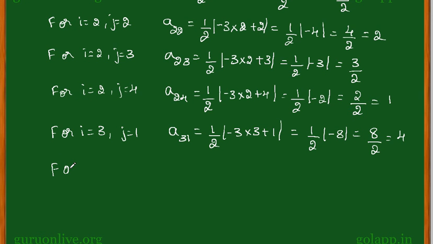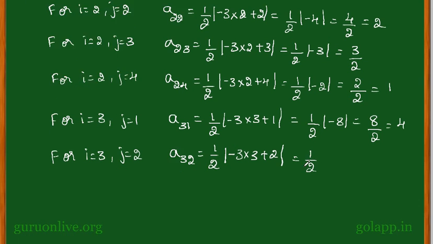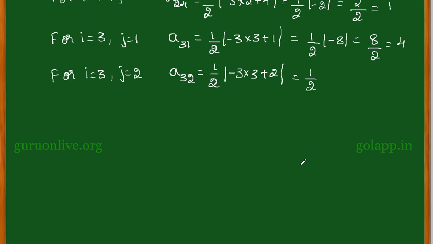Next, for I equal to 3, J equal to 2, we get A32, which is equal to 1 by 2 of minus 3 into 3 plus 2, which is equal to 1 by 2. Within modulus, we have minus 3 into 3, which is minus 9, plus 2 we have. So minus 9 plus 2 gives minus 7, where modulus of minus will become plus. So we get 7 by 2.